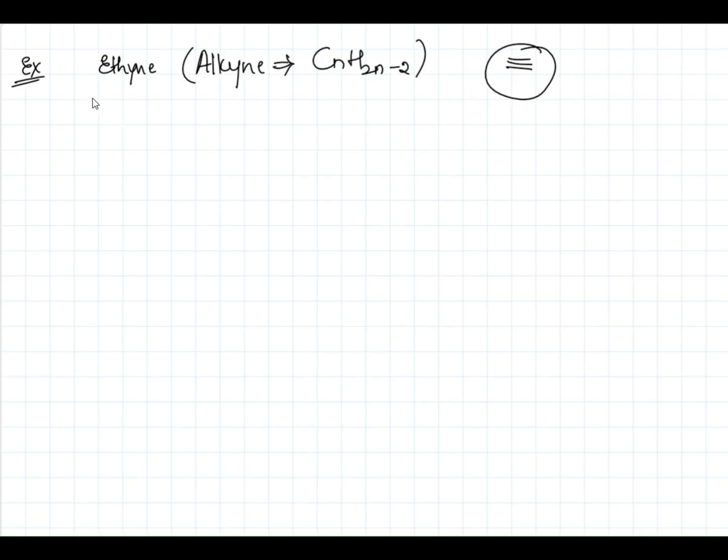Ethyne means there are two carbon atoms, C2, according to the general formula CnH2n-2. So C2H2 is the molecular formula of the ethyne molecule. There are two carbon atoms and two hydrogen atoms. We can represent this as carbon number 1 and this as carbon number 2.